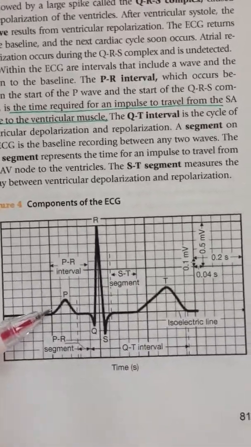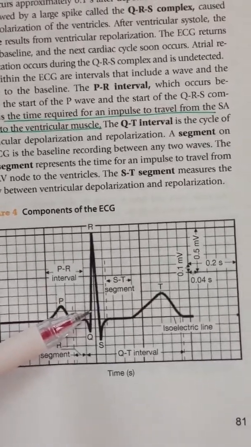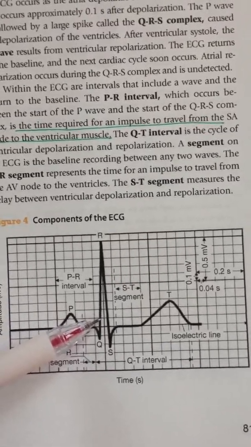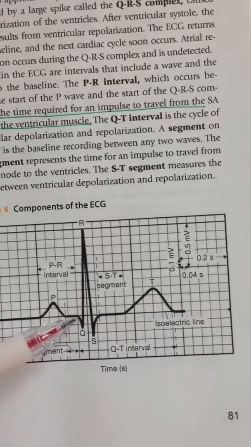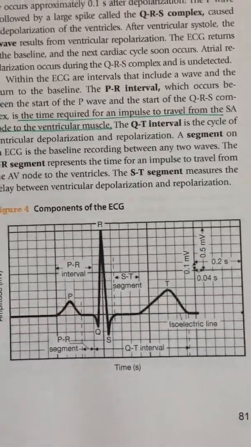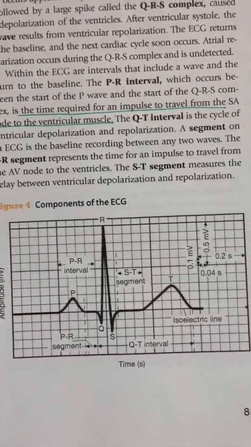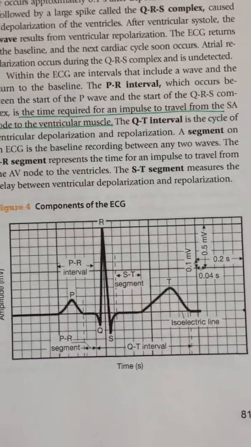The PR segment is the time for an impulse to travel from the AV node to the ventricles. So from the AV node to the ventricles is the PR segment. The segment is half of the PR interval, because the PR interval starts at the SA node, and the SA node is the very beginning.